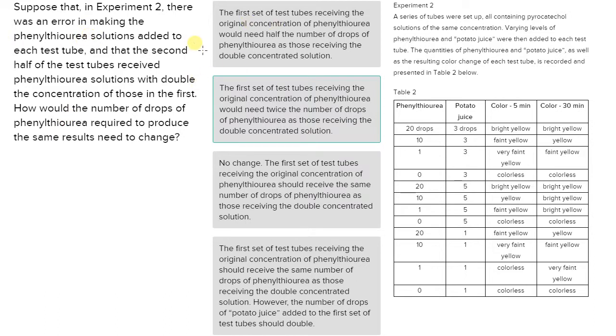So this question is testing your understanding of the experimental design of this experiment, specifically of experiment 2. The question reads that there was an error in making the phenolphthalein solutions added to each test tube. In experiment 2, we see all these different test tubes where they put different amounts of phenolphthalein and potato juice in the test tubes to see what change occurs in the pyrocatechol solution.